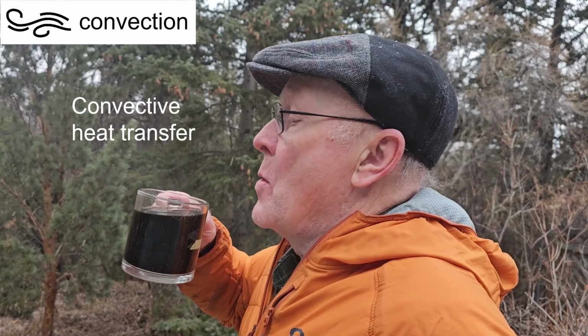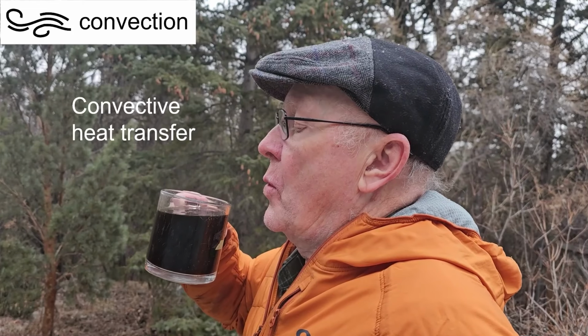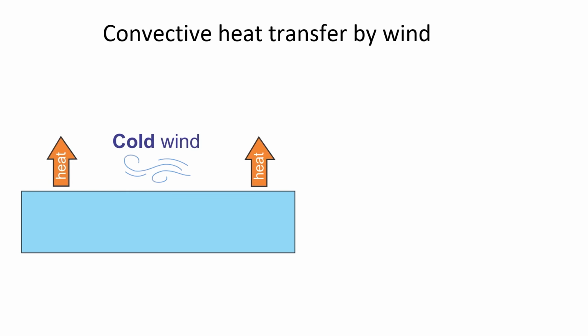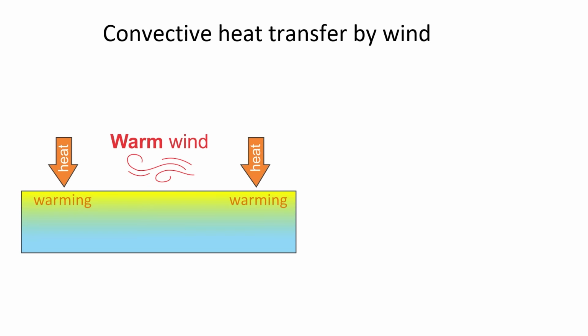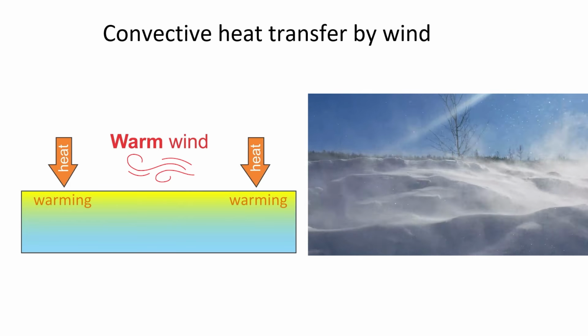Now, we've all blown on a cup of coffee or tea to cool it. In doing so, we're using convective heat transfer, which Mark mentioned in part 1 of this video series. This is an illustration of wind causing convection. Depending on the air temperature, wind can cool or warm the snow surface. Warm winds can melt the snow at and near the snow surface. Convective heat transfer increases with wind speed.